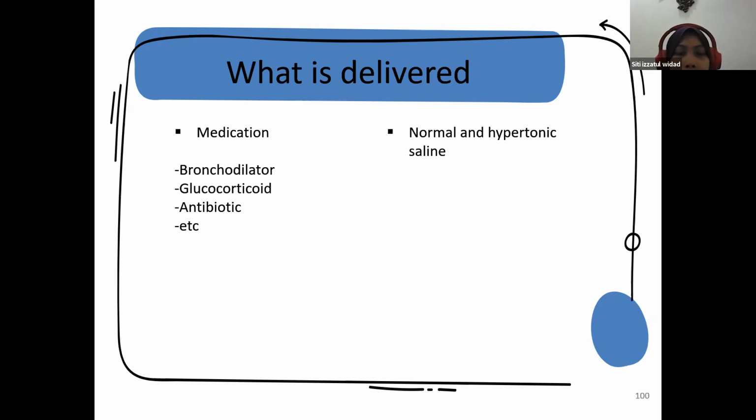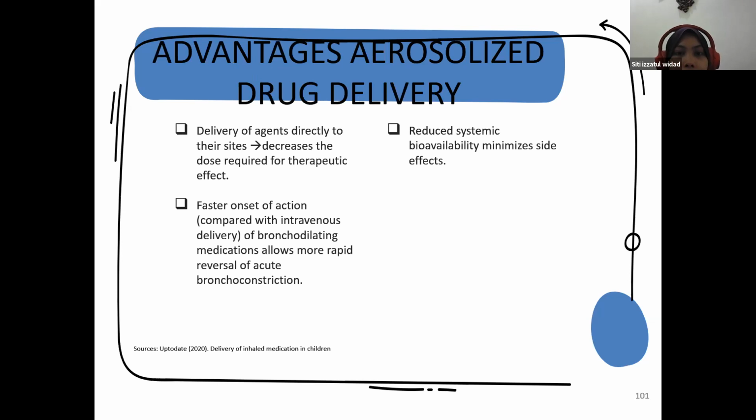Okay, next slide. So the advantages of using aerosolized drug delivery are, first, we can deliver the agent directly to the site, to the lung. And also we can decrease the dose that is required to achieve the therapeutic effect. It also has a faster onset of action, so we can have a rapid reversal of symptoms. And also it can reduce systemic side effects.